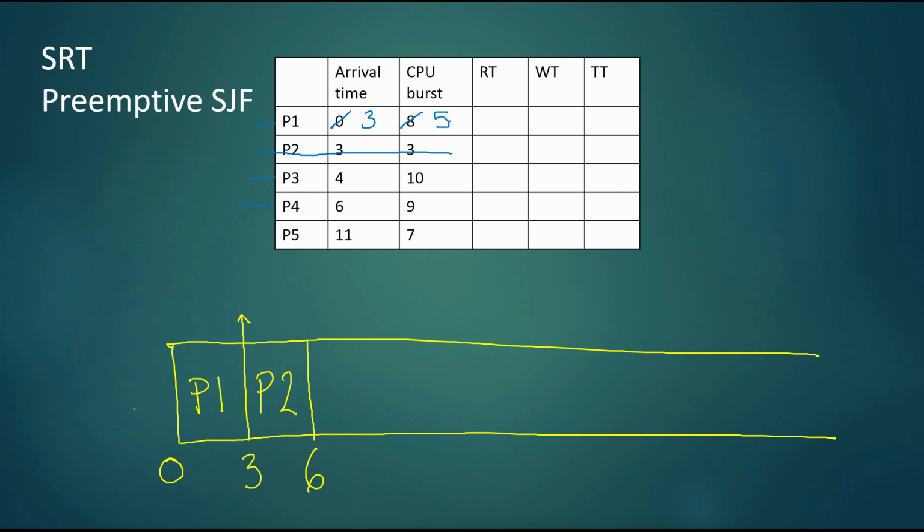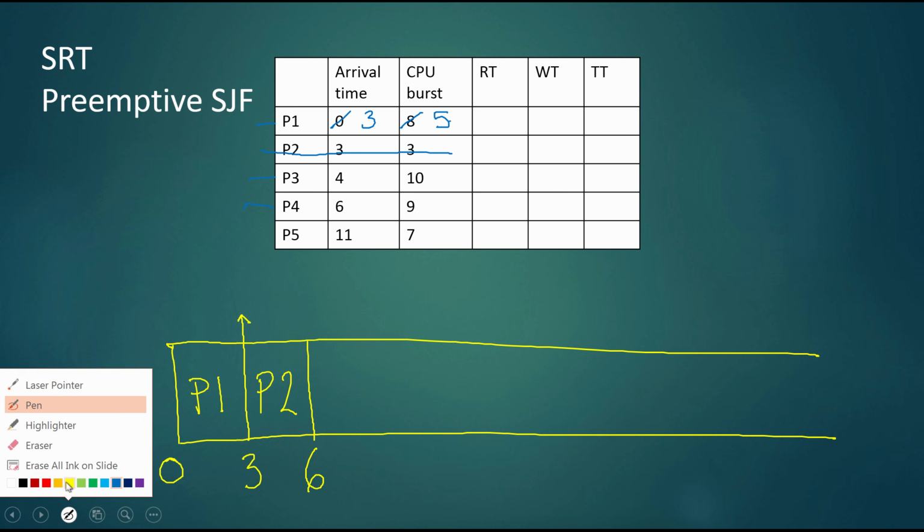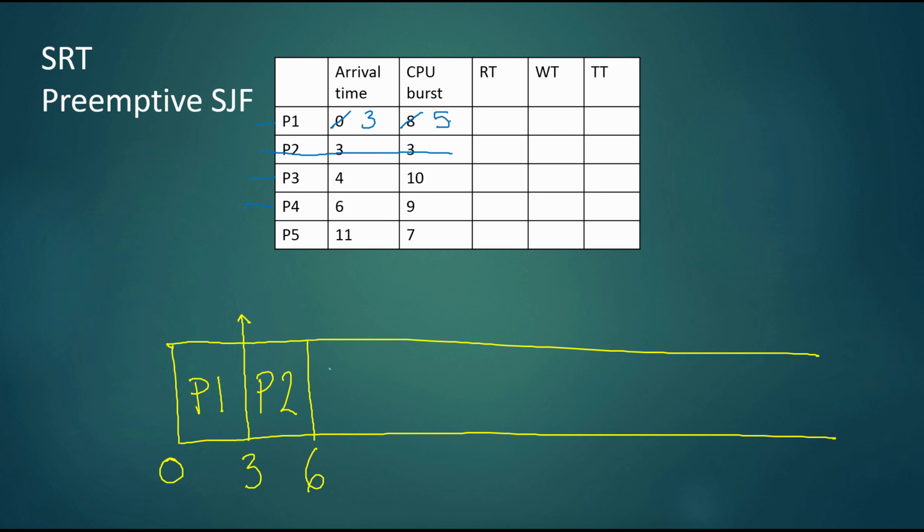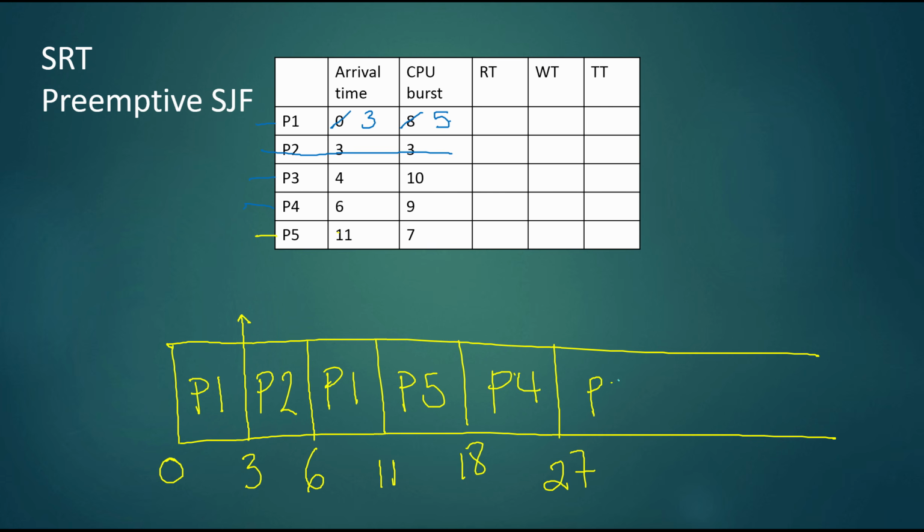If you do not have any shorter ones arriving, then it just follows along as shortest job first. So we can see by looking at this that we will finish this as shortest job first. So we have P1, which will go until time 11. Now at time 11, they're all there. P5 has also arrived at time 11, and P5 has the shortest CPU burst. And then we have P4, and then we have P3.